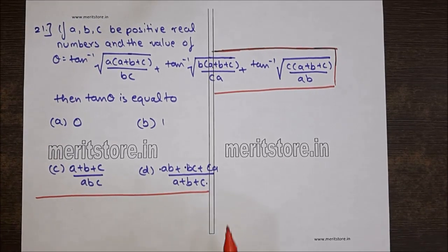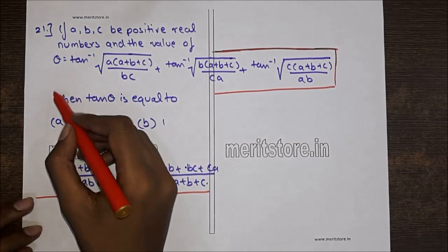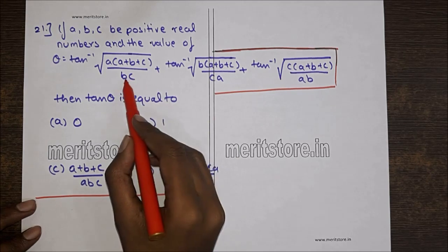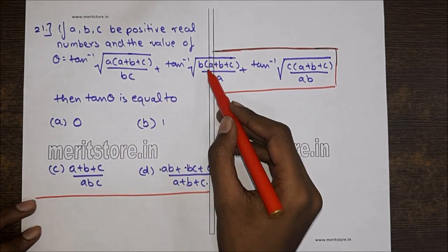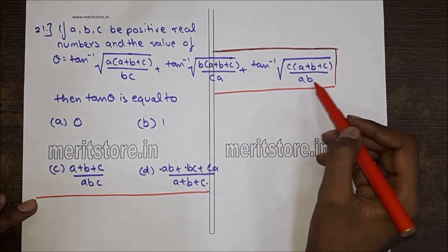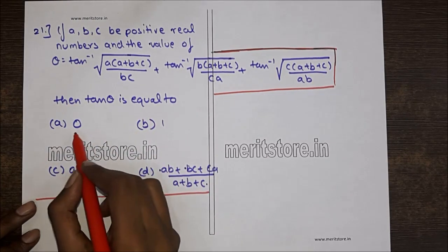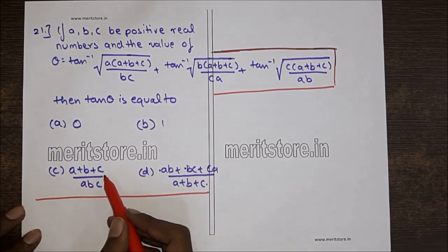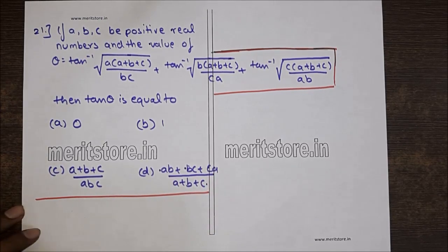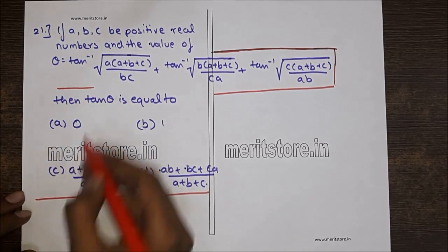Let a, b, c be positive real numbers and the value of theta equals tan inverse of root of a into (a plus b plus c) upon bc, plus tan inverse of root of b into (a plus b plus c) upon ca, plus tan inverse of root of c into (a plus b plus c) upon ab. Then tan theta is equal to a) 0, b) 1, c) (a plus b plus c) upon abc, d) (ab plus bc plus ca) upon (a plus b plus c). So tan theta is this.